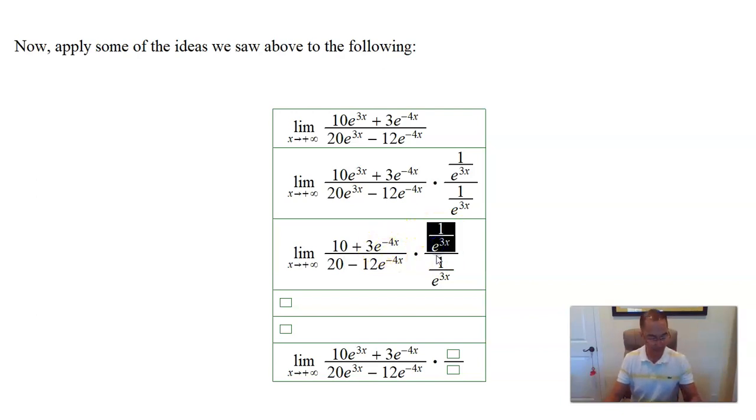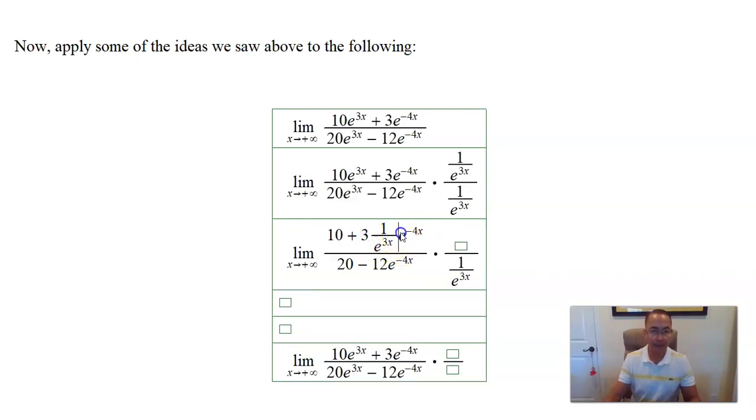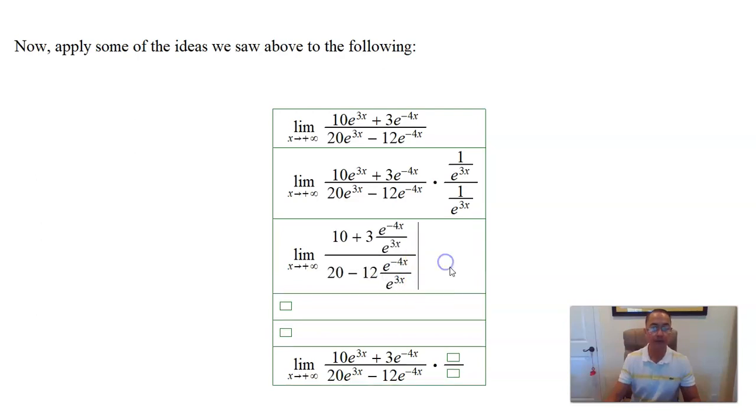Let's do that. Let us take this, and I'm going to grab that, and let's put it inside. So we'll get e to the minus 4x over e to the 3x, and the same thing over here. So I can just copy that whole thing down here. We have effectively distributed 1 over e to the 3x to both the numerator and the denominator.